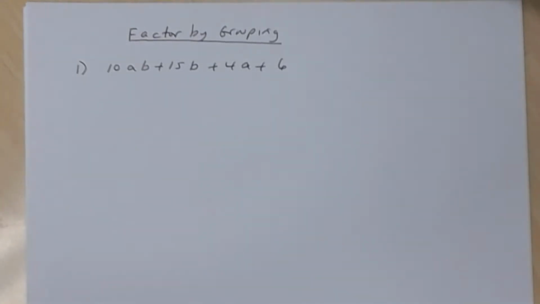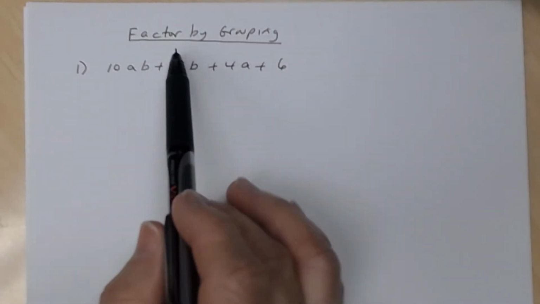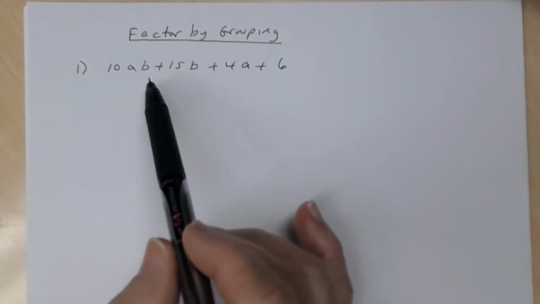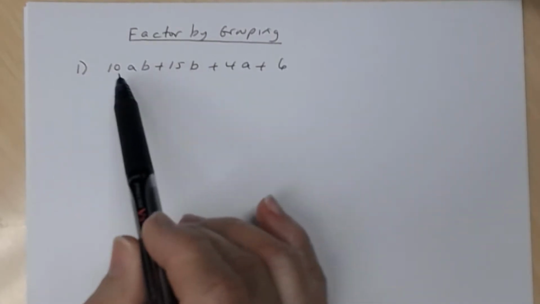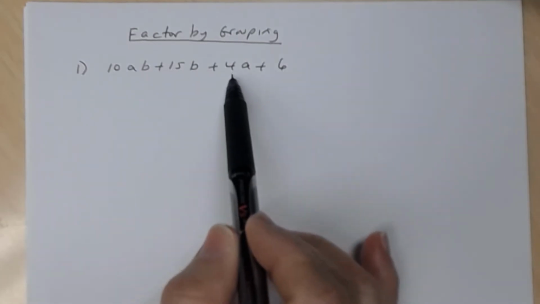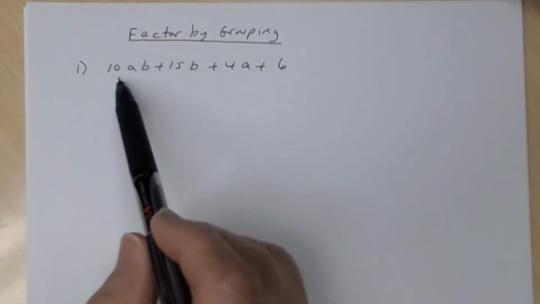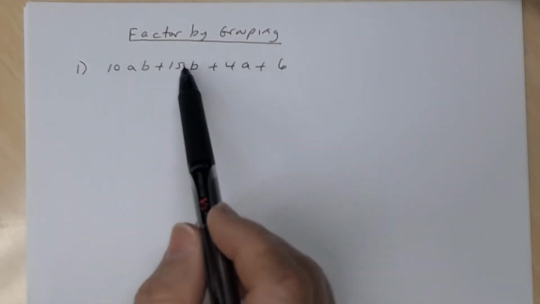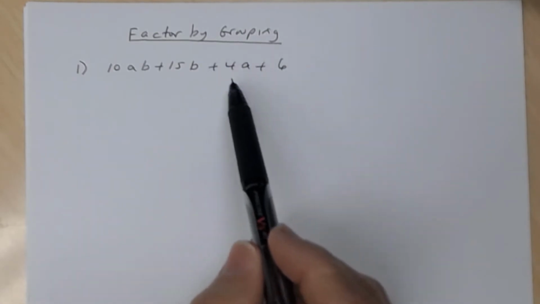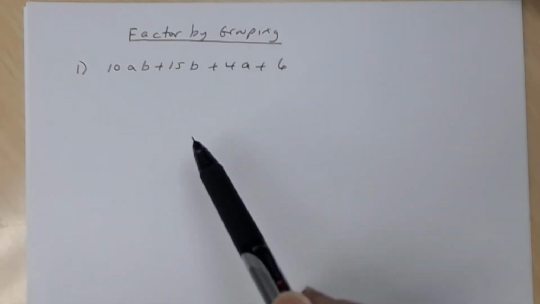Okay, so in this lesson, we're going to factor polynomials by grouping. And basically, when you're going to factor by grouping, for our situation, you're going to have a polynomial with 4 terms: 1, 2, 3, and 4. So it's important that you recognize your terms. My first term is a positive 10ab, my second term is a positive 15b, my third term is a positive 4a, and my fourth term is a positive 6.